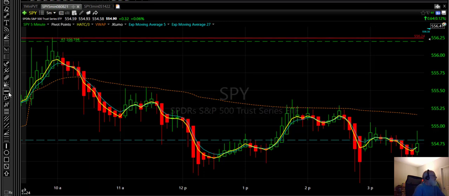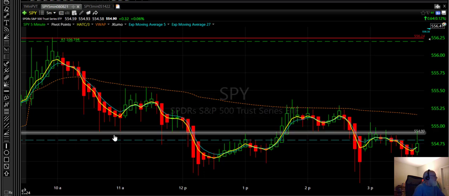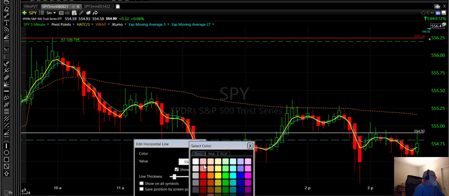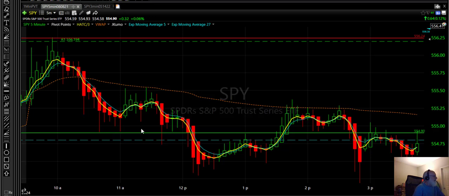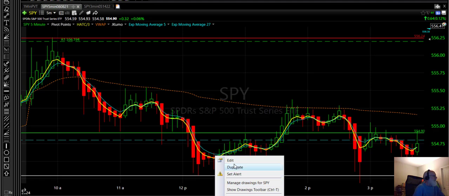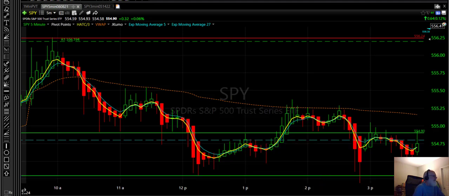Where did we find support? We found support first off down in here, which is pretty near the break-even moment for the day. So I'm going to paint that one green, and then we failed that, and then we moved back down and went to a new low of the day. So I'm going to paint that green. Those are pretty obvious levels.